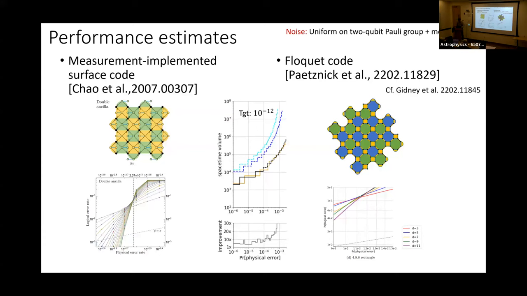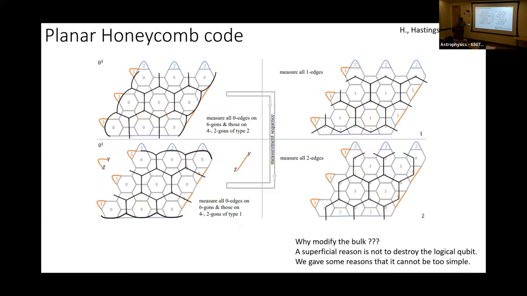Okay. So that's the situation. Now, I did not tell you when I showed you the performance estimate, but the original paper had a periodic schedule. Originally, I had a periodic schedule. But how did you implement the boundary?